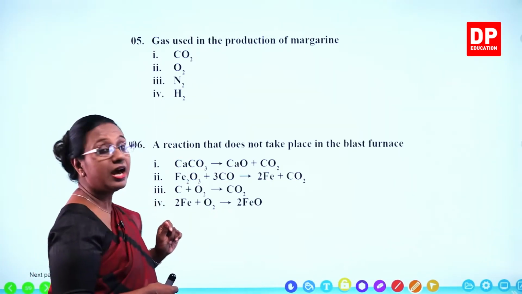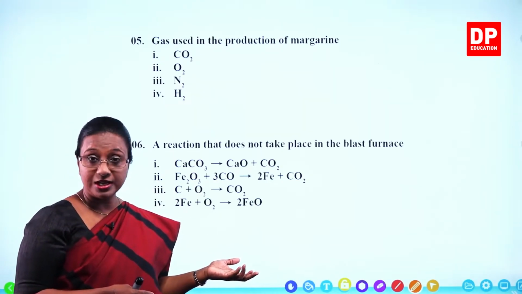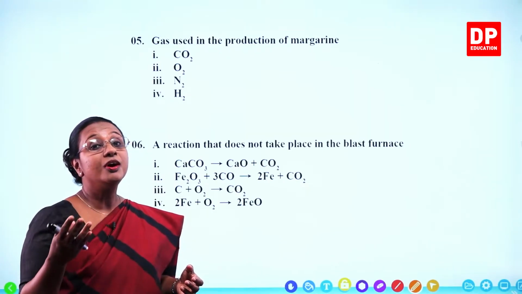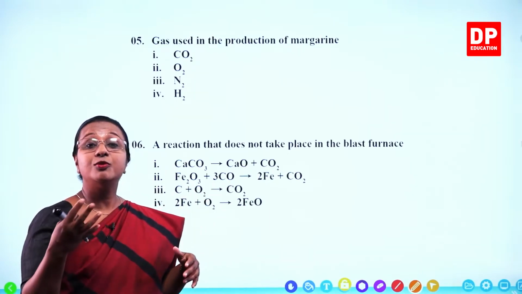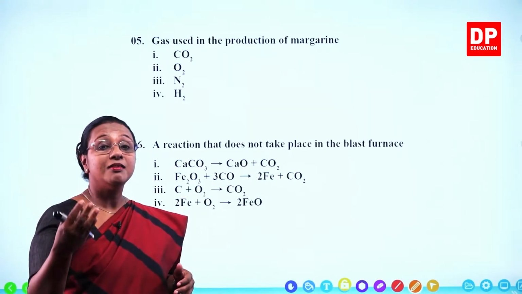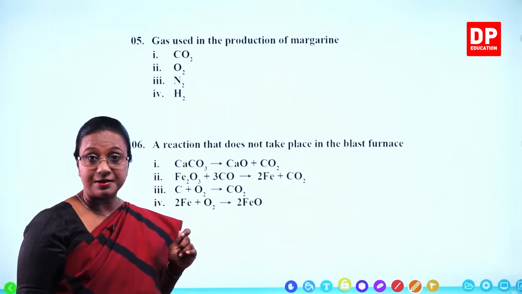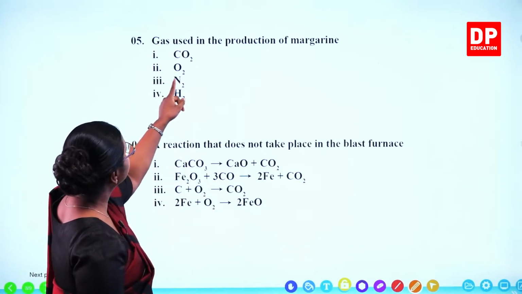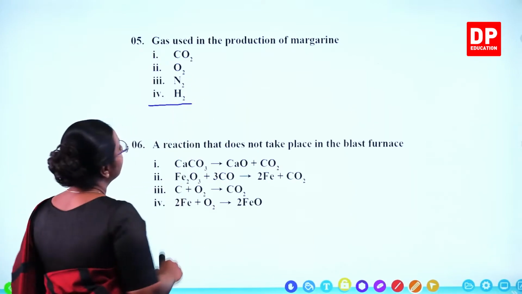Then N2, nitrogen. Nitrogen again is needed to produce ammonia gas. It is also somewhat inert, so we use it to fill milk packets, food packets so that they can remain fresh and crispy. So nitrogen is used for that purpose. Then hydrogen, already I told you all, and the gas used in the production of margarine, that is hydrogen.